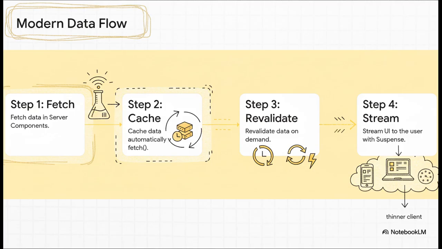This new flow is way simpler. You fetch your data directly in server components. Next.js takes care of all the smart caching for you. You can revalidate that data whenever you need to, and you stream the UI to the user with suspense. The client gets to be so much lighter, just focusing on what it's good at, user interactions.